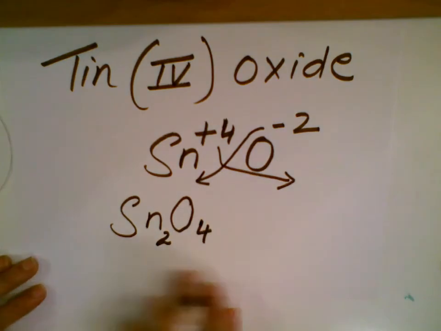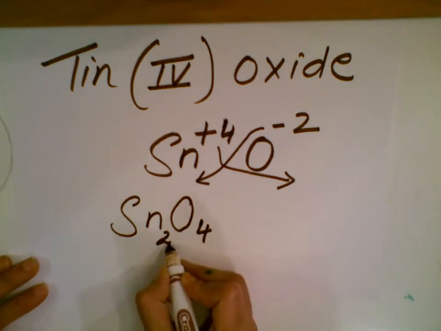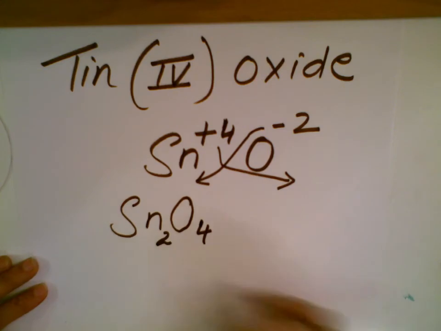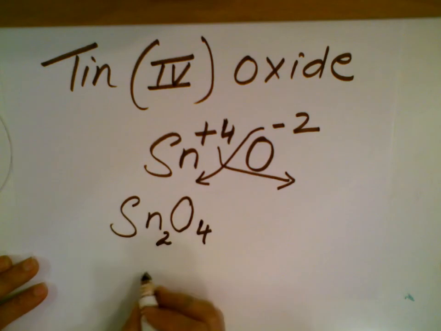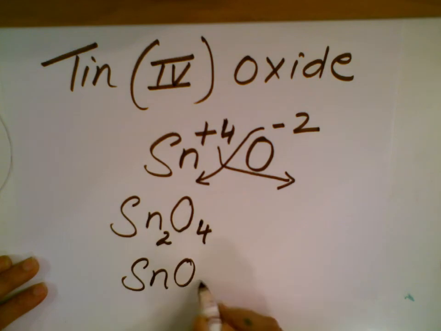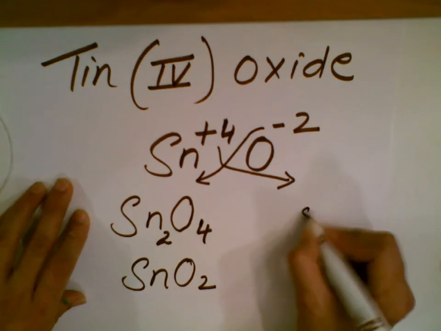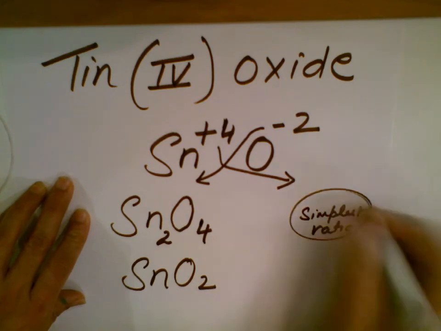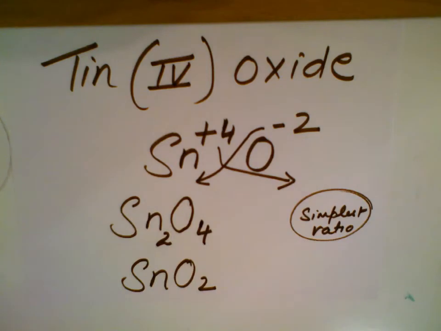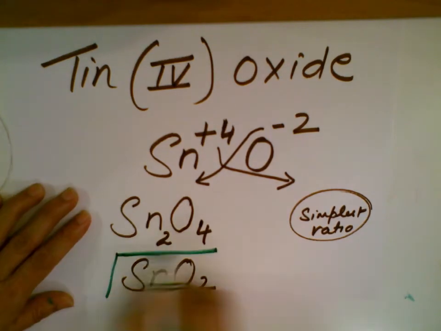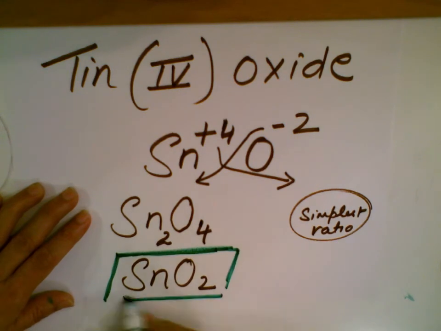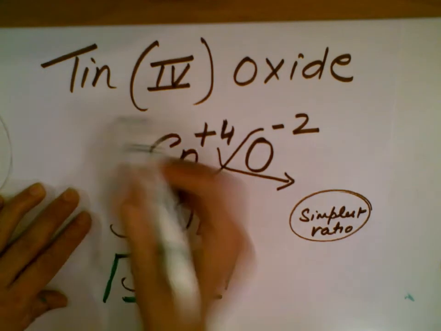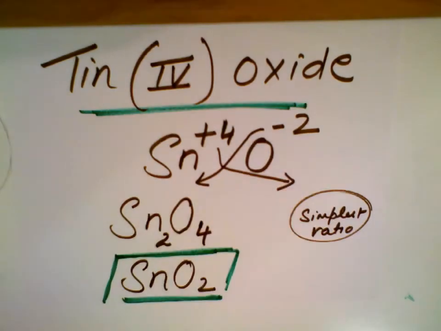But you have to reduce it into the simplest ratio. You divide this subscript by 2, both these subscripts when divided by 2, you get SnO2. Alright, remember, you finally reduced into the simplest ratio. Here is your answer. SnO2. Not this one. This one is the answer. Okay.